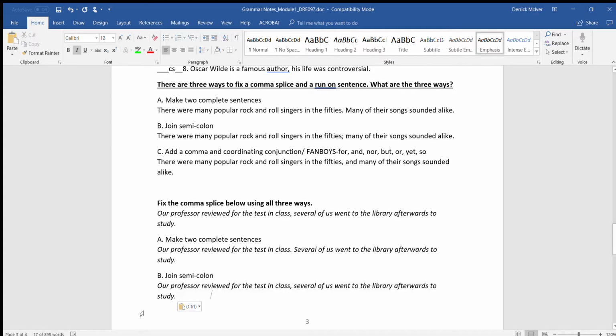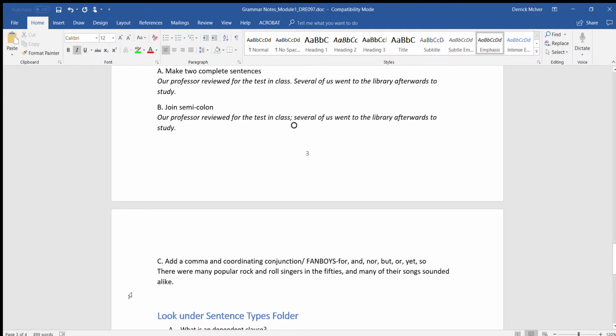Okay? You can join these two sentences with a semicolon. Remember, a semicolon is strong enough to join two complete sentences. Or you can join it with a comma and one of those coordinating conjunctions. Our professor reviewed for the test in class, comma, and several of us went to the library afterwards to study.